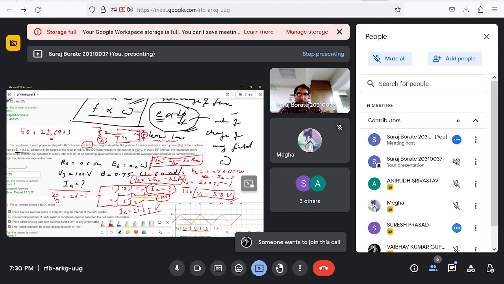For an inverter driving a BLDC motor, there are two switches active in every 60-degree angular interval of the rotor position. If you observe this diagram, or the previous diagram where it is more clear, you can see that at every 60-degree interval you will always have two switches active. This diagram is very important. Keep this in your mind, because most of the questions are going to come from this diagram.